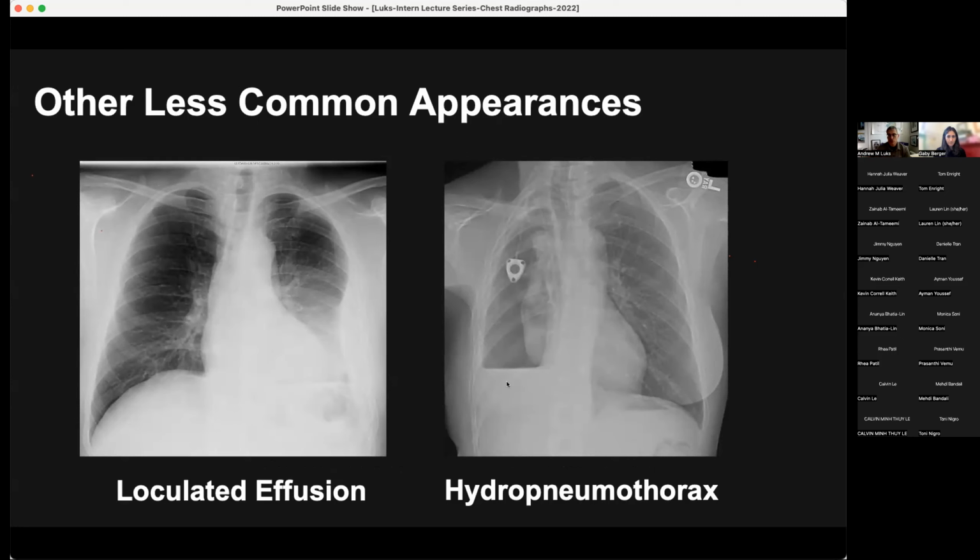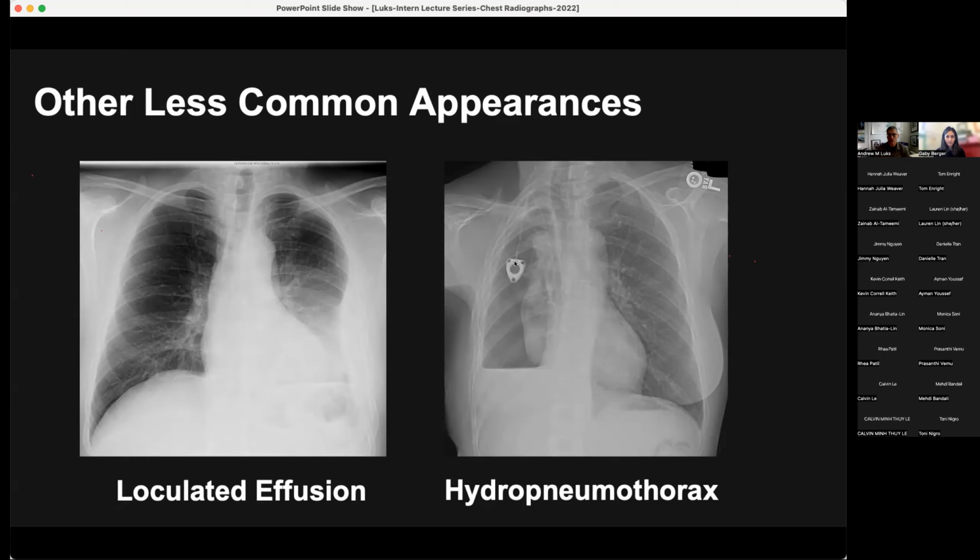This is a situation where this is pretty convincing for the presence of fluid. It's a very dense, homogeneous opacity that obscures the hemidiaphragm. So you'd be thinking that's probably fluid. But rather than seeing a meniscus, you actually have a flat line here.